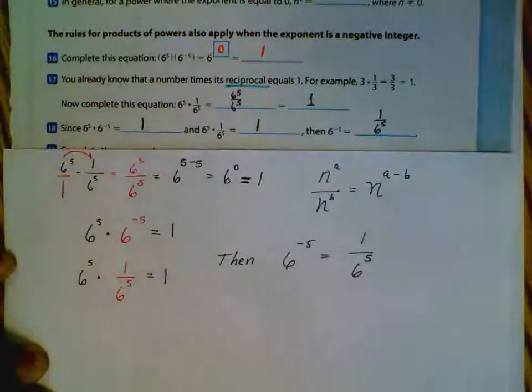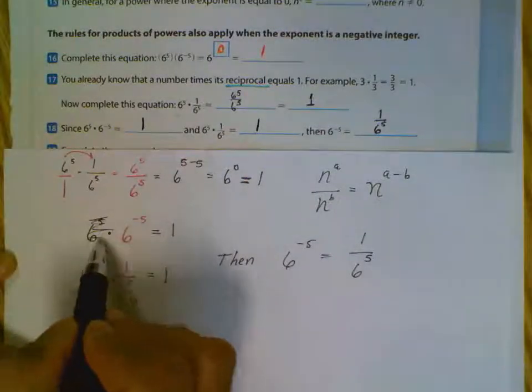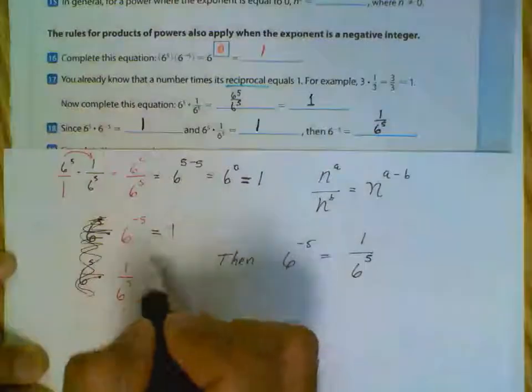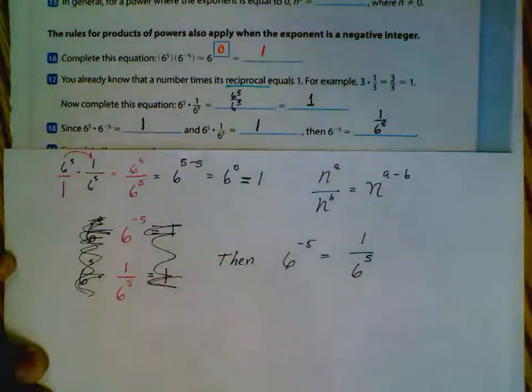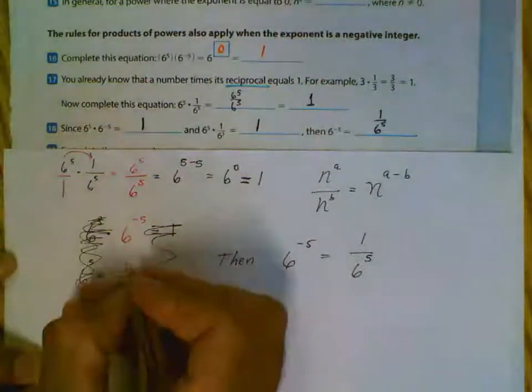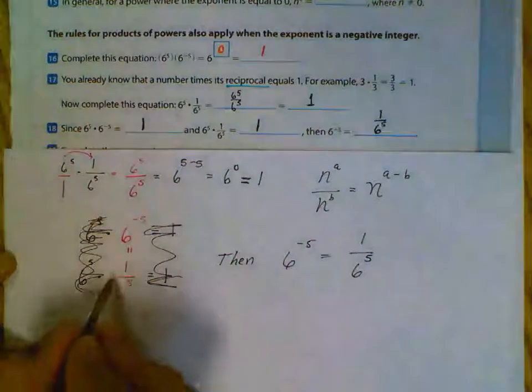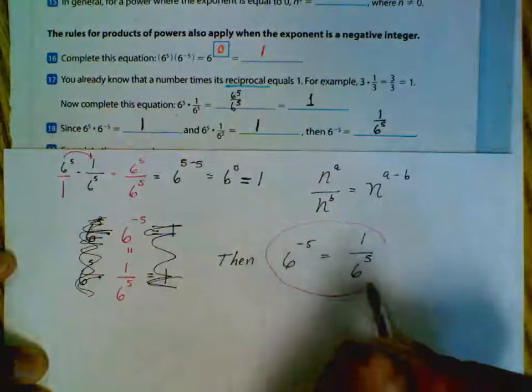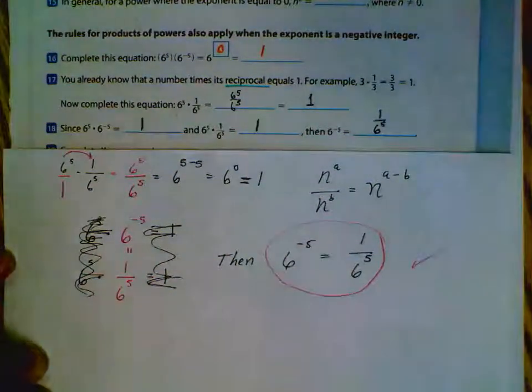So look at this one. If you erase these, see these two are the same, 6 to the 5, 6 to the 5, I just cross them out. 1 and 1, they are the same, so what do you have? 6 to the negative 5 is equal to 1 over 6 to the 5. So this one is true.